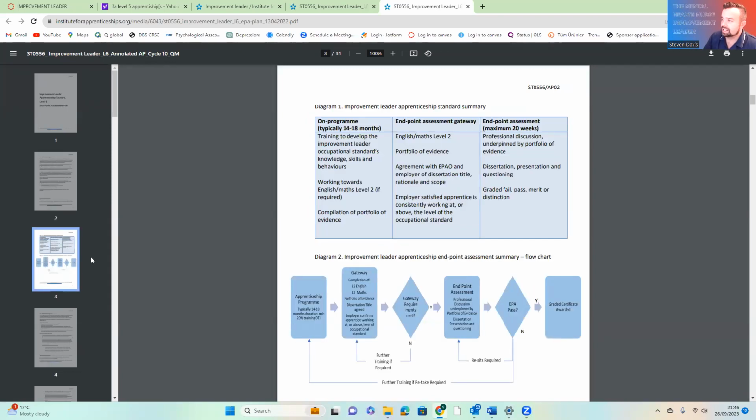So as you go through the EPA process, you can see here, this is quite a nice flow chart about what's going on. You've got your on program, that's the teaching and learning. You'll complete your portfolio, so that's your skills, knowledge and behaviours. You'll complete your assignments. That will be presented to the EPAO, the Endpoint Assessment Organisation, who will have a professional discussion underpinned by the portfolio of evidence. And from that, you'll be graded pass, merit or distinction. It can take up to a maximum of 20 weeks.